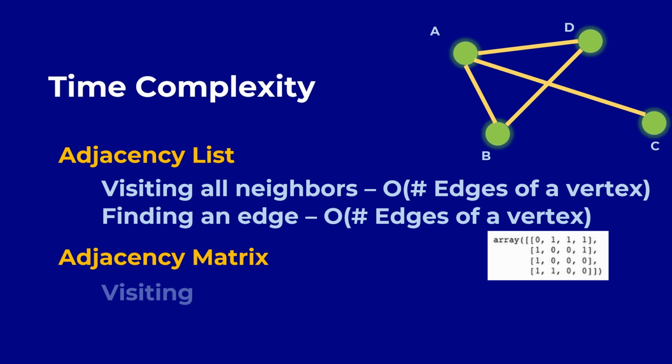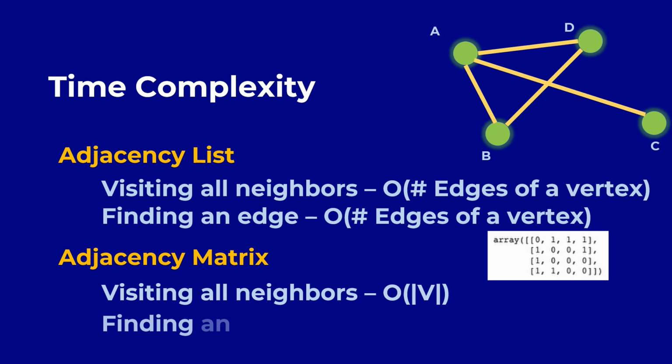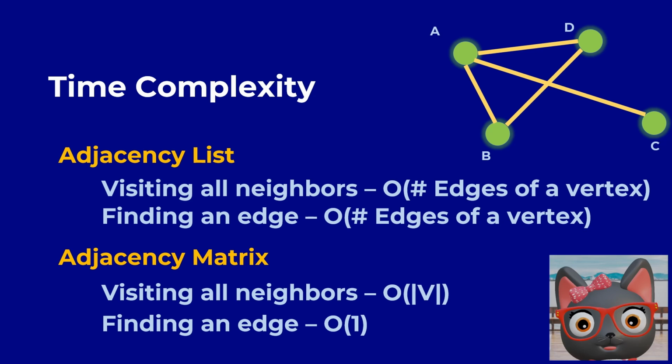For an adjacency matrix, if we want to visit all neighbors of vertex A, that's O of V. We go through each vertex and check if there's a 1 to see if it's a neighbor of A. To find an edge, that's O of 1, because we can just check the row for B and column for C, and find if there's a 0 or 1.